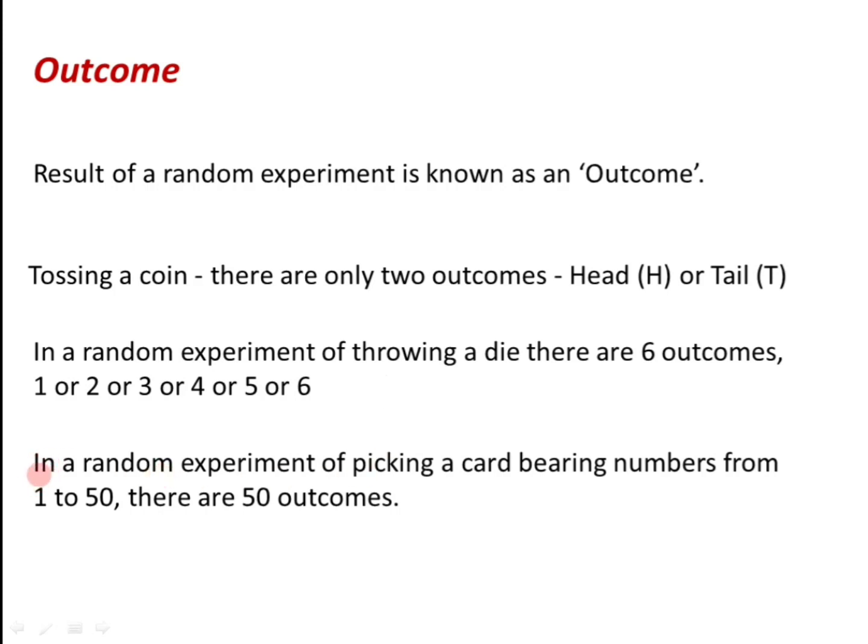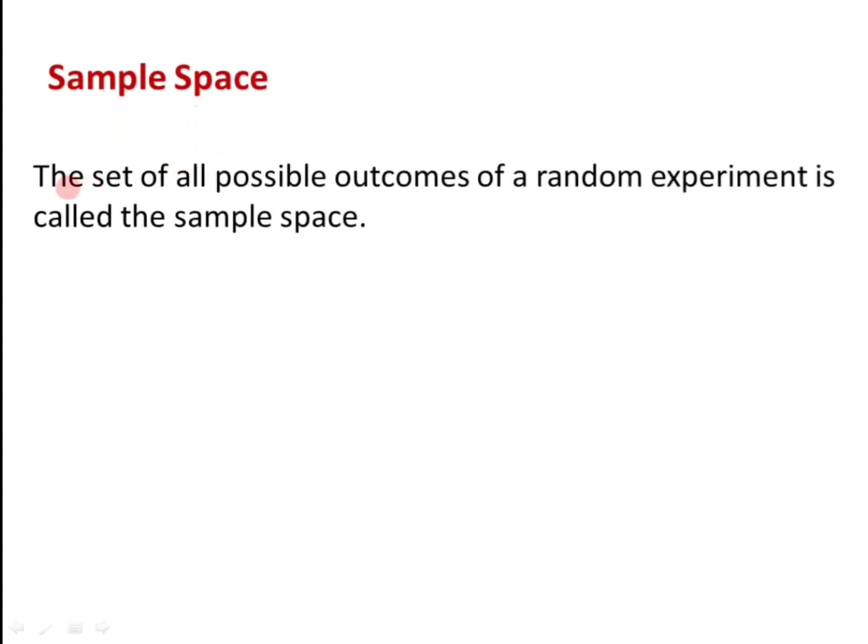Suppose we have another example, in a random experiment of picking a card bearing numbers from 1 to 50, there are 50 outcomes because we have to select one card from 1 to 50. Any card we can get which has a number from 1 to 50. That's why there are 50 outcomes. Now the next concept is the sample space. The set of all possible outcomes of a random experiment is called a sample space.